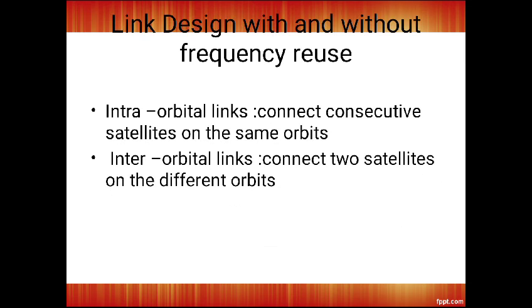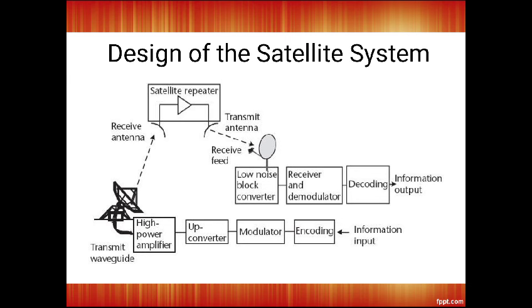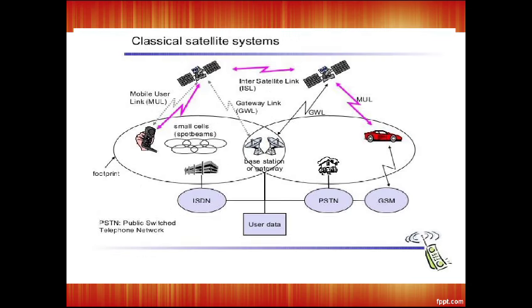Design of satellite system. Here we have the satellite repeater to transmitting antenna, low noise block converter, receiver and demodulator, decoding, information output. The input information then goes through encoding, modulator, up converter, and high power amplifier, and we can transmit to the repeater, then receiver. So we will have a transmitting section and a receiving section.